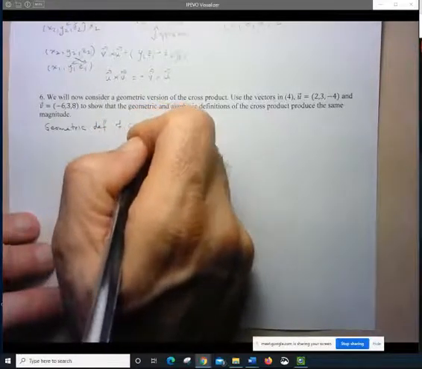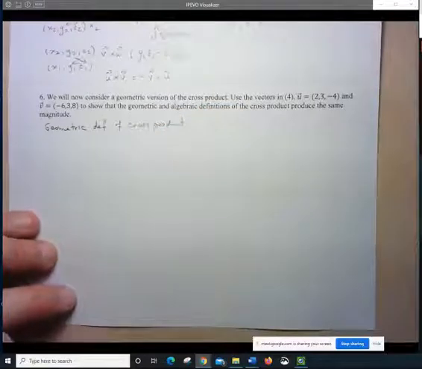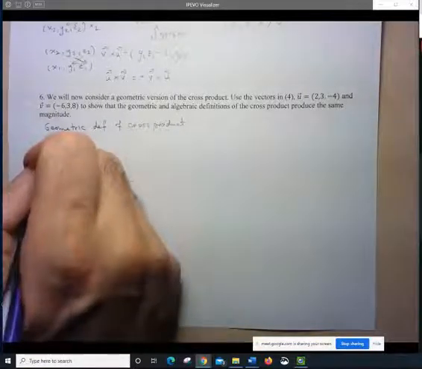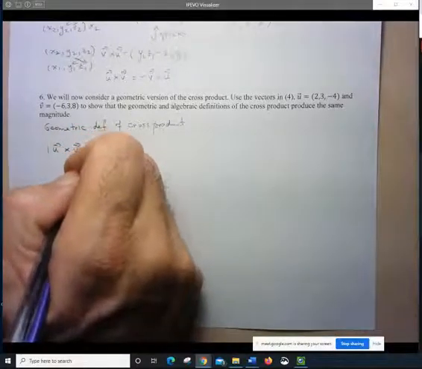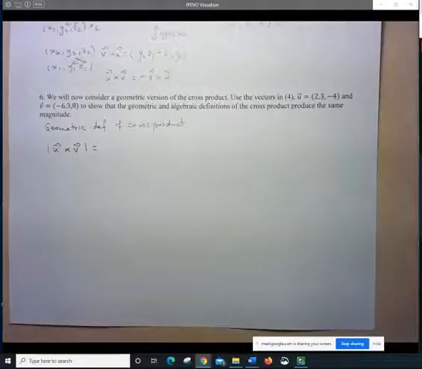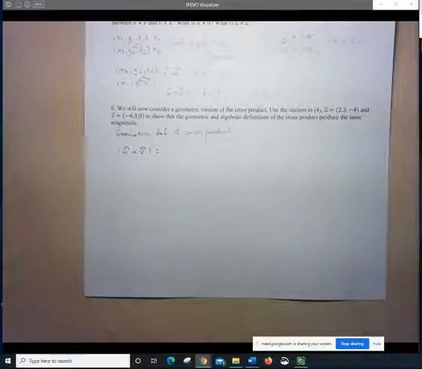Okay, so our geometric definition of the cross product is kind of interesting because the formula is just a formula for the magnitude of that vector. Okay, the way in which you determine the direction of that vector is something we've seen before. What we've seen is what we called the right-hand rule.